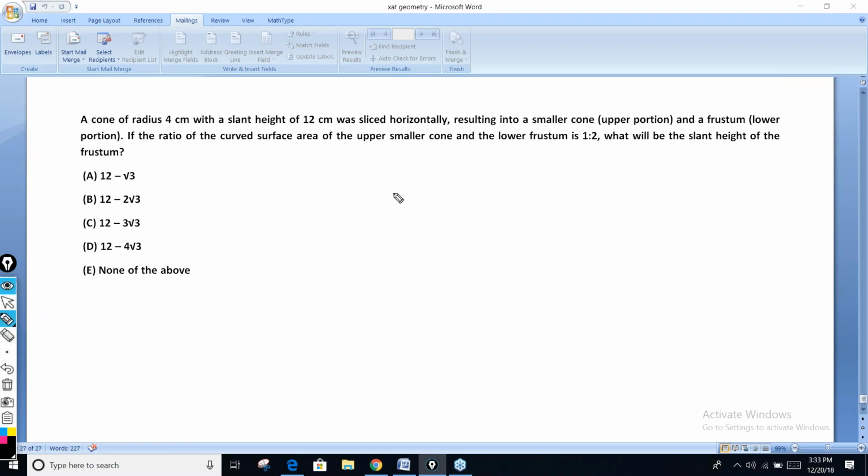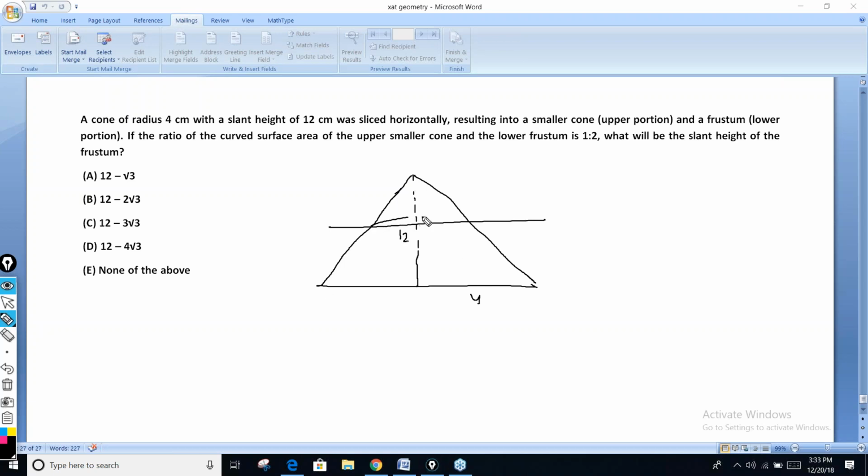The last question says a cone of radius 4 centimeter and height 12 centimeter. That is, the cone of radius 4 and height 12 was sliced horizontally, resulting in a smaller cone, the upper portion, and a frustum. There is a small cone and a frustum. The ratio of the curved surface area of the upper smaller cone and the lower frustum is 1:2.